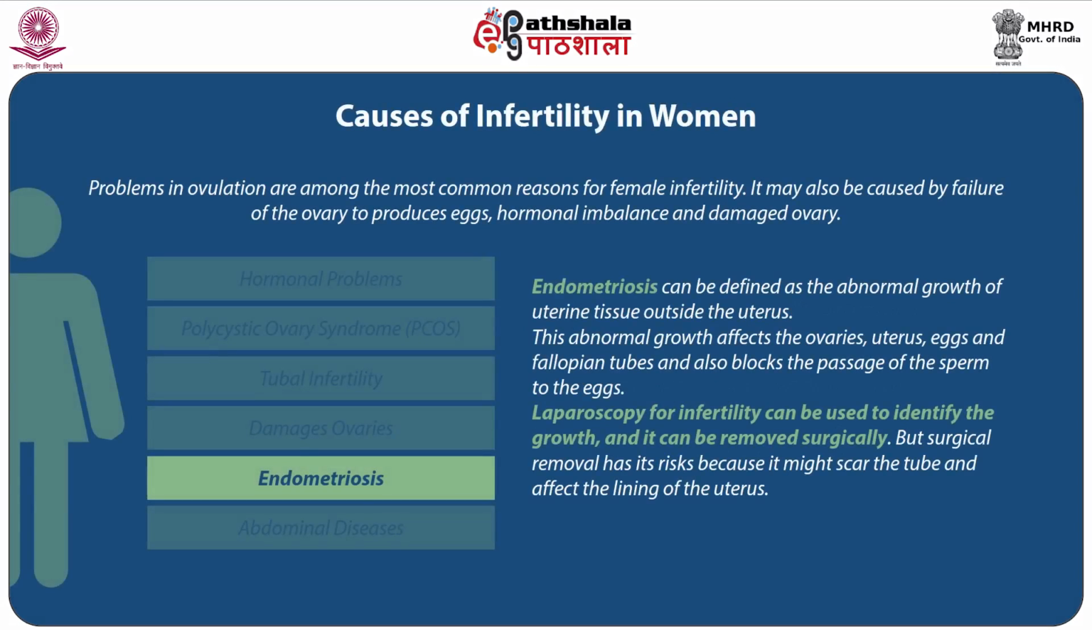Endometriosis. Endometriosis can be defined as the abnormal growth of uterine tissue outside the uterus. This abnormal growth affects the ovaries, uterus, eggs, and fallopian tubes, and also blocks the passage of the sperm to the eggs. Laparoscopy for infertility can be used to identify the growth, and it can be removed surgically. But surgical removal has its risks because it might scar the tube and affect the lining of the uterus.